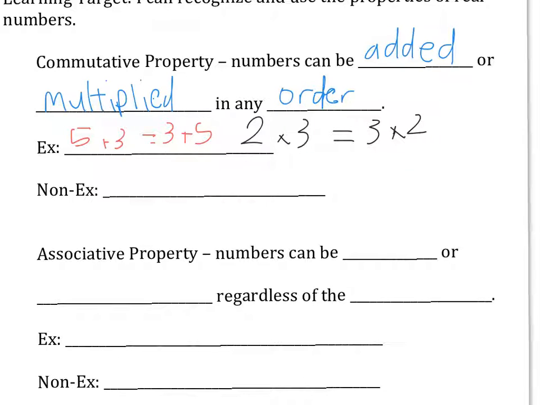What it could not be, though, is like 5 minus 3 is equal to 3 minus 5. And that doesn't work because subtraction is not the same, right? 5 minus 3 is 2, but 3 minus 5 is negative 2, so it doesn't hold for subtraction.